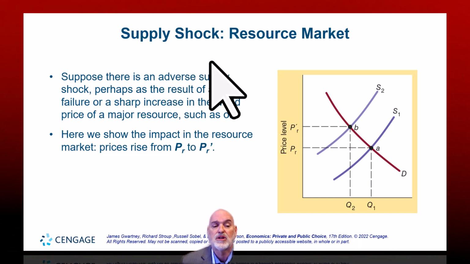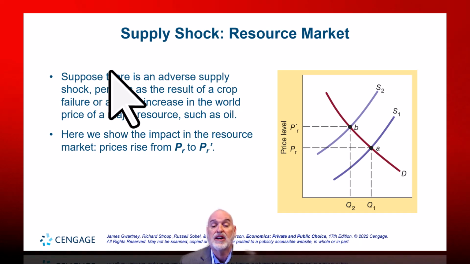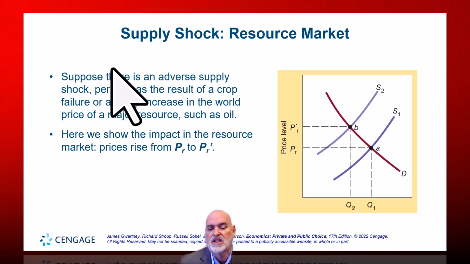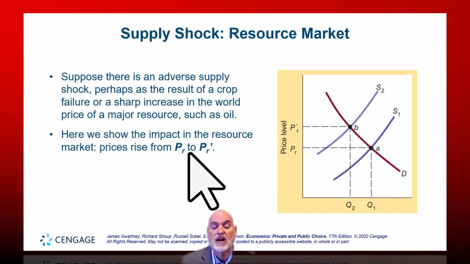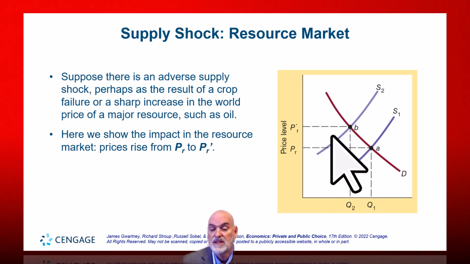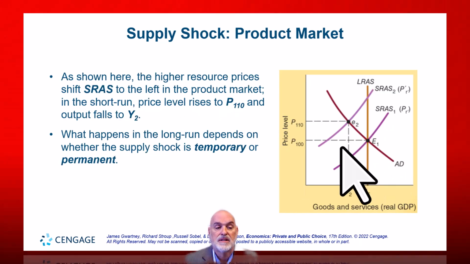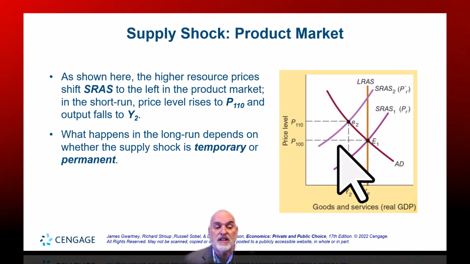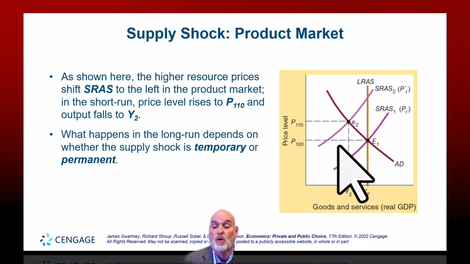In the supply shock resource market, suppose there is an adverse supply shock, perhaps as a result of a crop failure or a sharp increase in the world price of a major resource such as oil. Here we show the impact in the resource market. Prices rise from PR to PR prime. As shown here, the higher resource prices shift SRAS to the left in the product market. In the short run, price level rises to P110 and output falls to Y2.